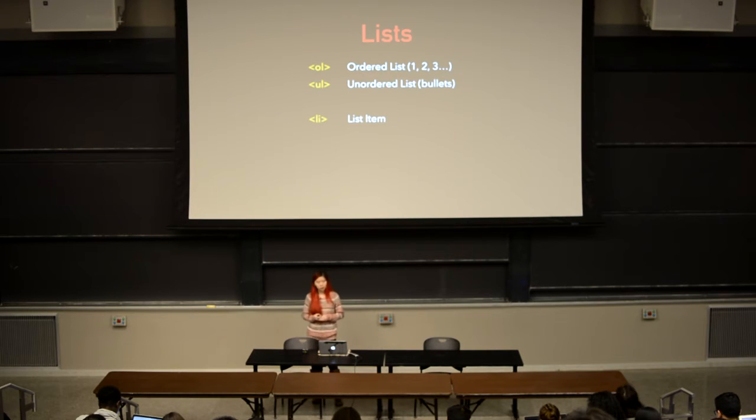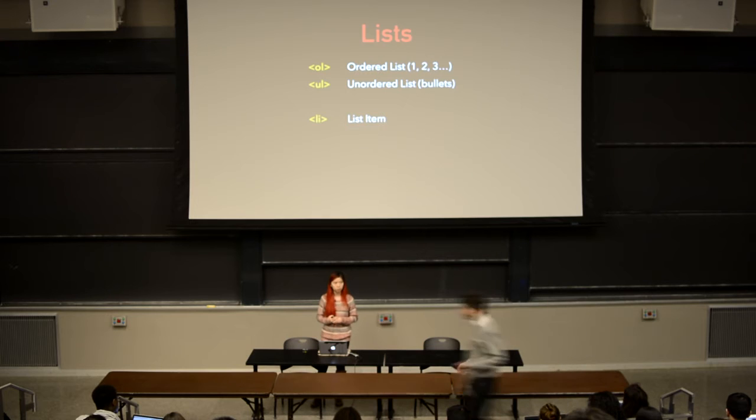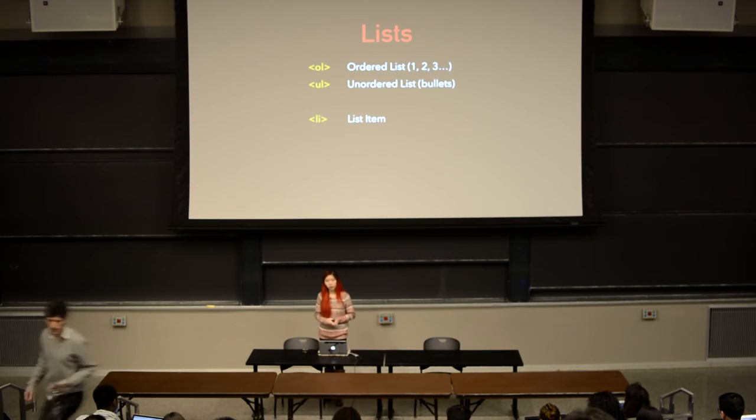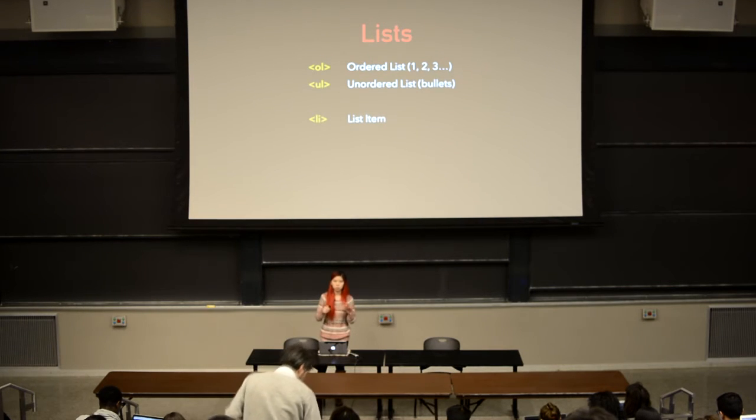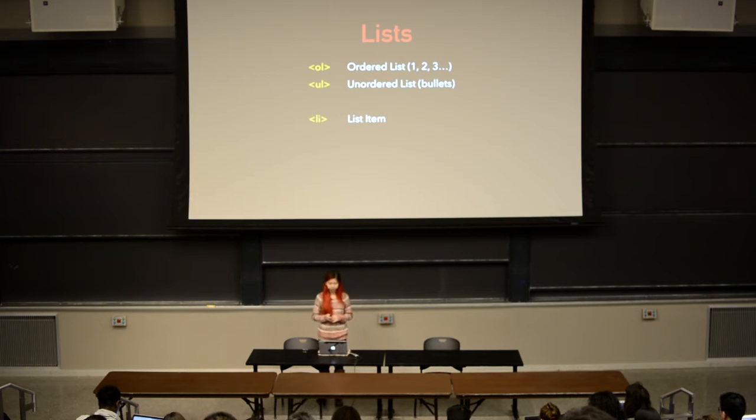Another important HTML element is the list element. So you have ordered list, which is like 1, 2, 3, and then unordered list, which is like bullets. Unordered lists are actually really important because you need them to describe navigation menus and stuff. And then within those, to describe the items in the list, use the li tag for list item.